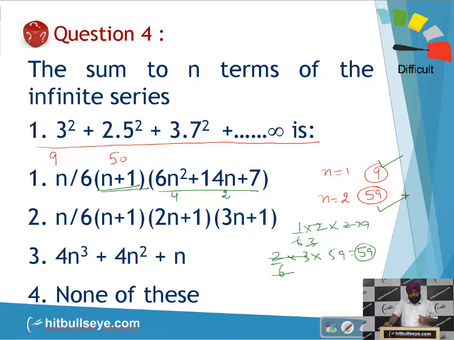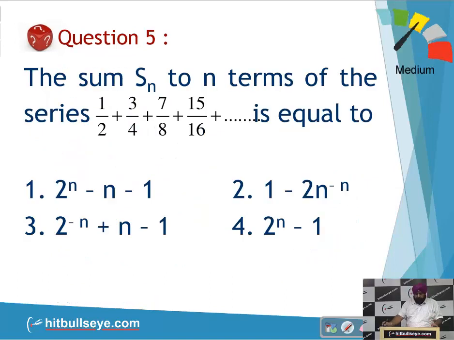If all the options are rejected and only one is left, then you can take n is equal to 1 for granted. But if you are getting more than two options with n is equal to 1 having the same answer, then you should check for n is equal to 2 also. Hopefully you have understood the fan solution regarding the general term for this type of question. Now we'll do one more question. The sum Sn of n terms of the series 1 by 2, 3 by 4, 7 by 8, 15 by 16.